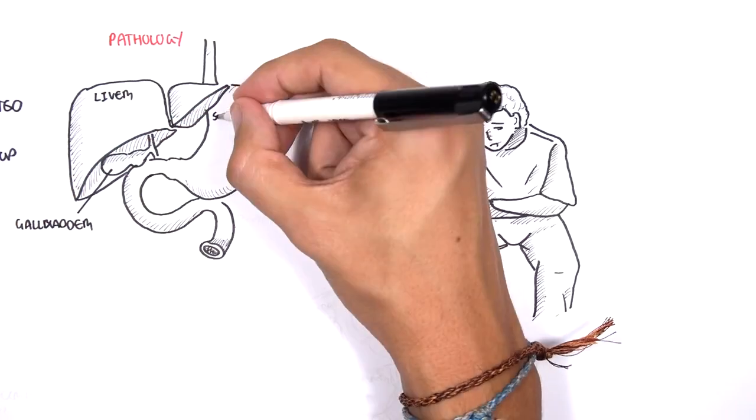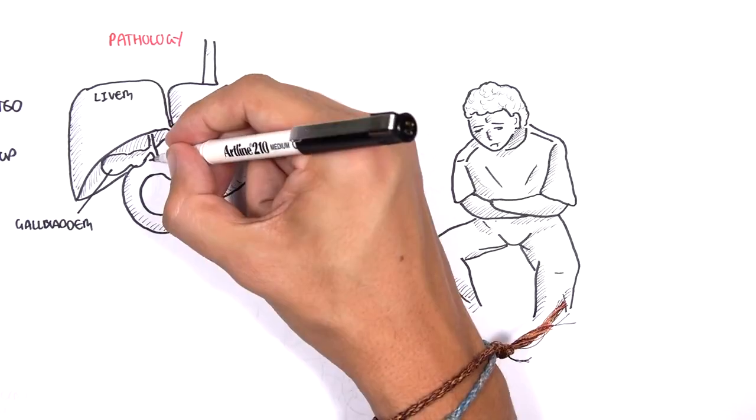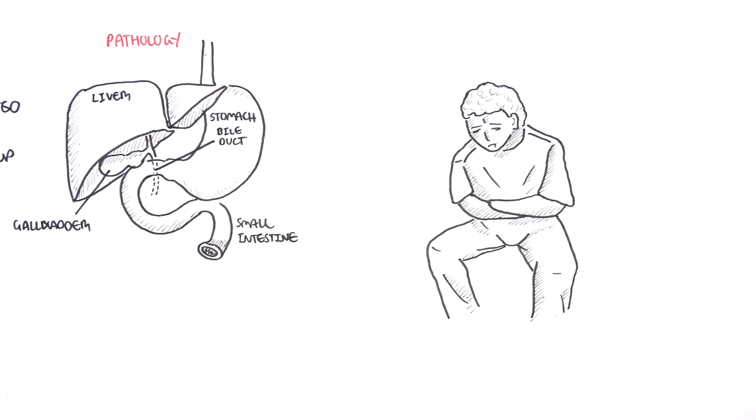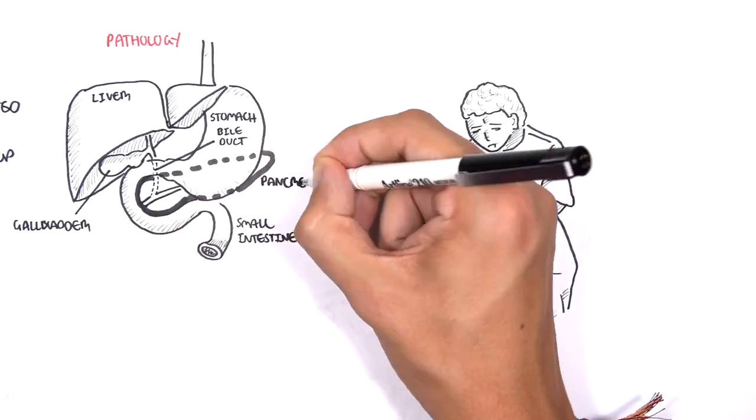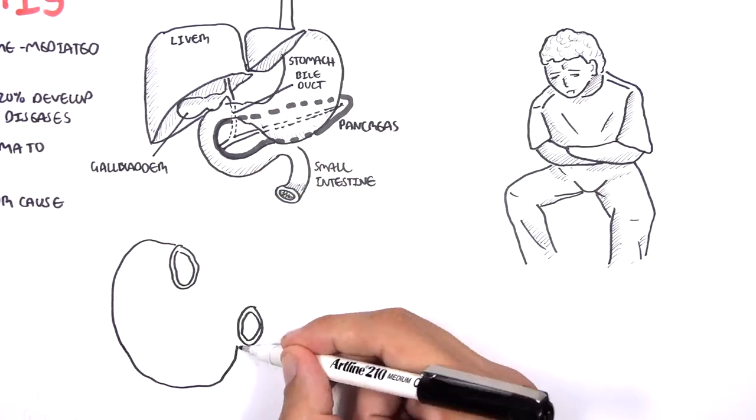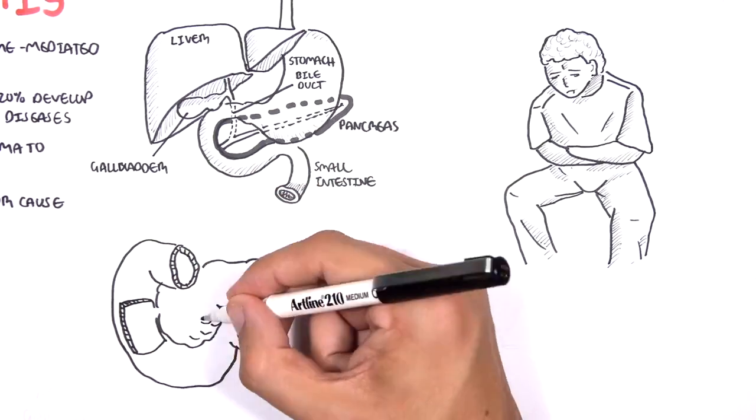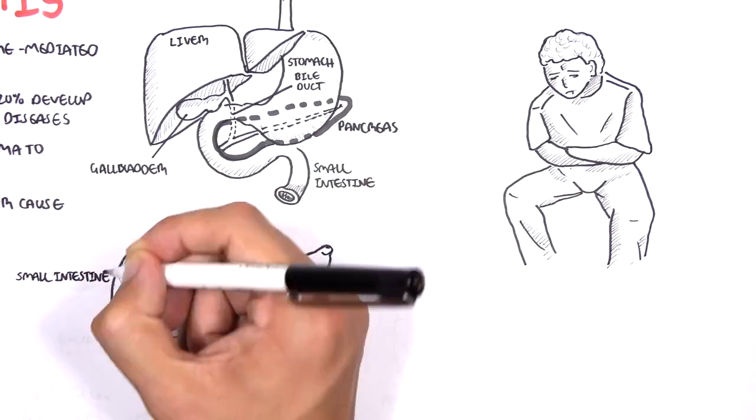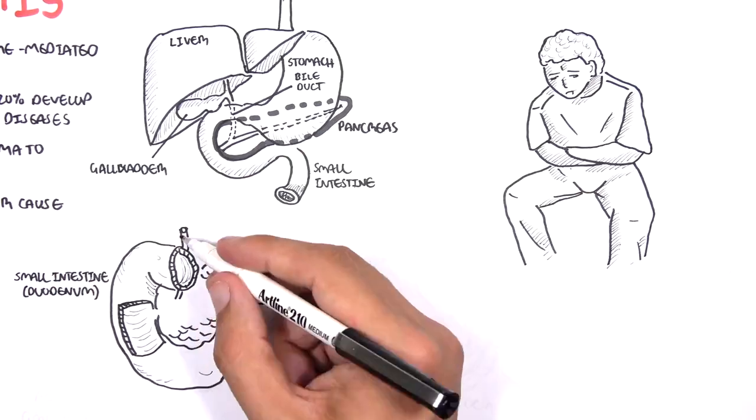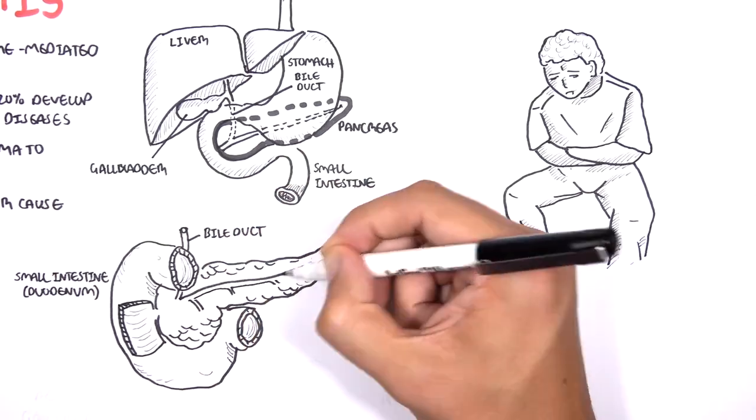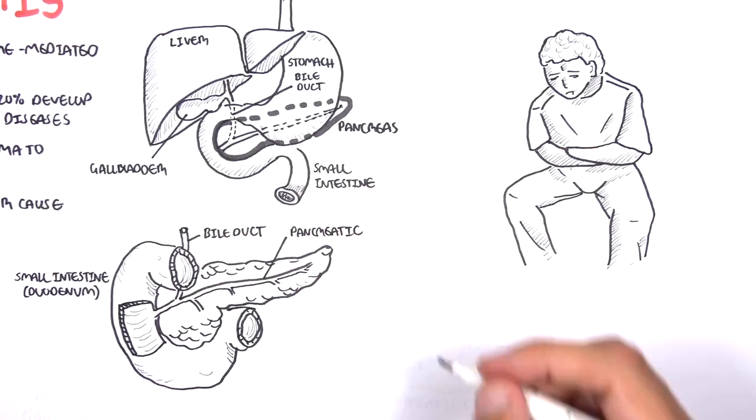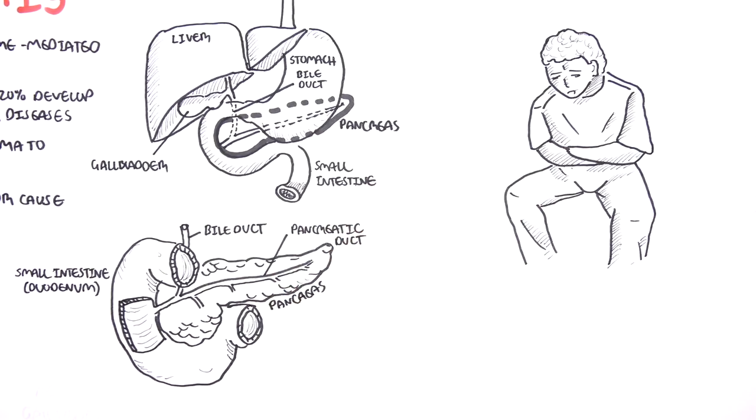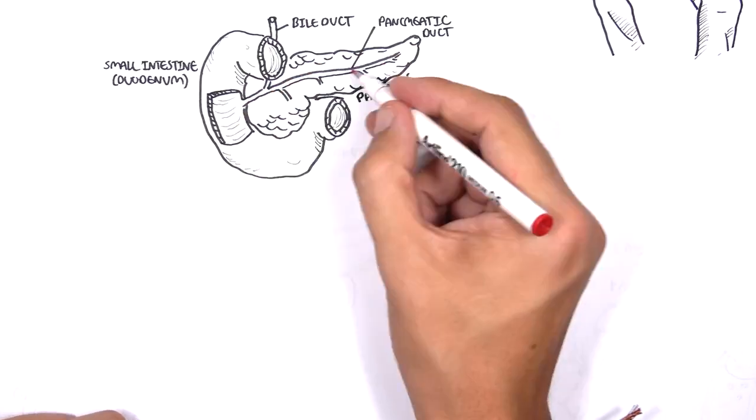Here is the liver, gallbladder, stomach, and the small intestine. And here is the pancreas. This is a close-up image of the pancreas. The pancreas makes contact with the duodenum, which is the first part of the small intestine. The bile duct from the gallbladder and liver connects with the pancreatic duct, which then makes its way to the duodenum. The pancreas has two main functions.